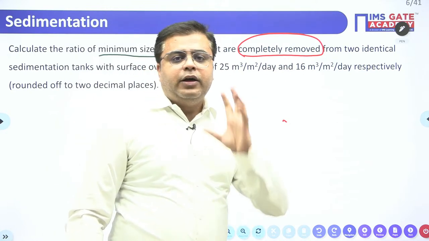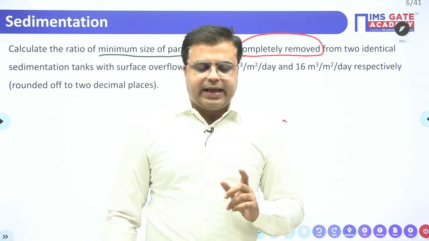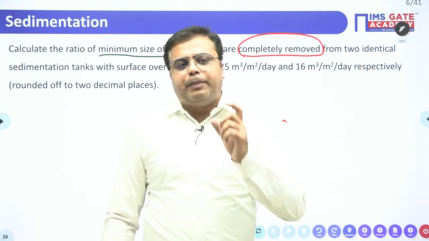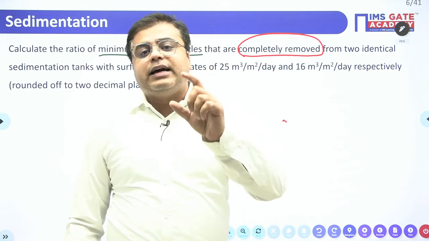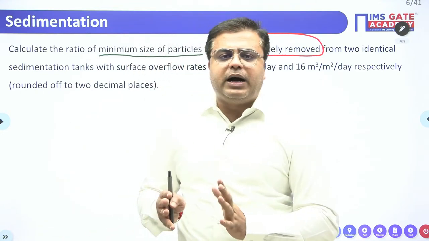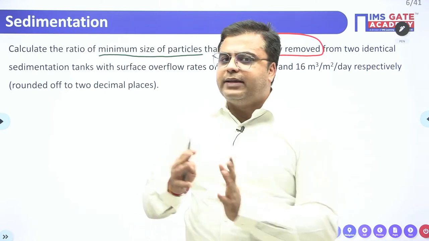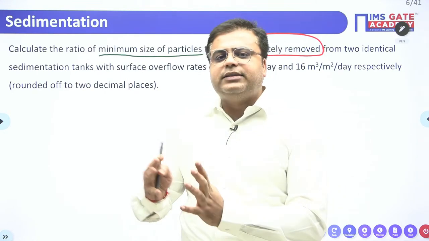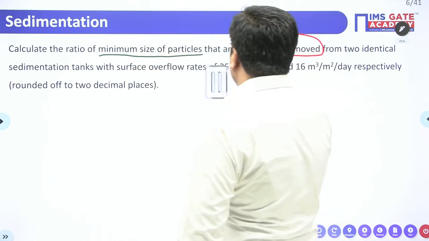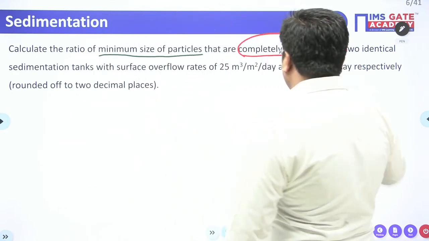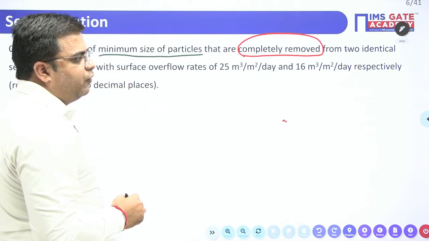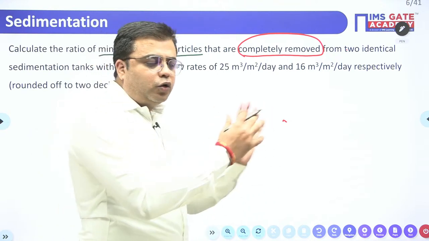My dear student, in any horizontal flow type sedimentation tank or vertical flow type sedimentation tank, the particles which are completely removed are the concerned size of particle for which our tank is designed, right? So the minimum size of particle for which our tank is designed is known as the concerned size of the particle, and these are completely removed from the system. So what we are asked is, we need to calculate the ratio of concerned size of the particle for two different tanks.